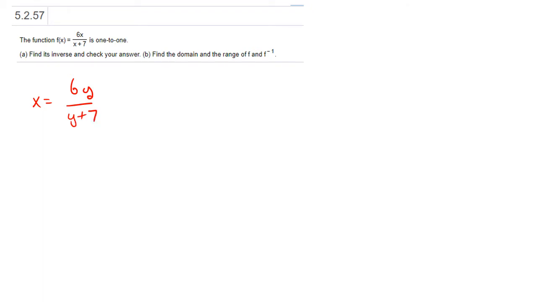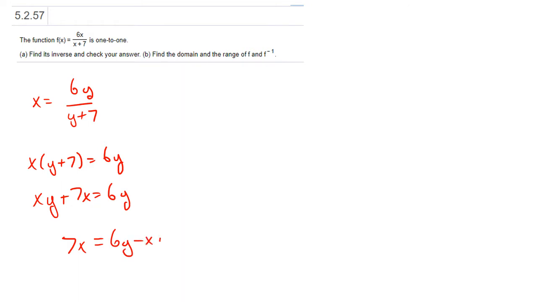Okay, a good place to start is to clear out denominators. So if I multiply both sides by y plus 7, we get this. Now I've got y's on both sides of the equal sign, and I want to solve for y. So a good place to start is to get all of your y's on one side and everything that doesn't have a y on the other. Okay, so I'm going to move, for example, all of my y's over to the right. So I'm going to have 6x is equal to 6y minus xy.